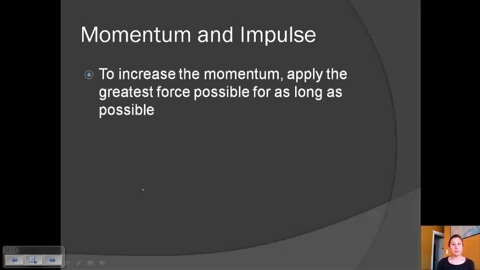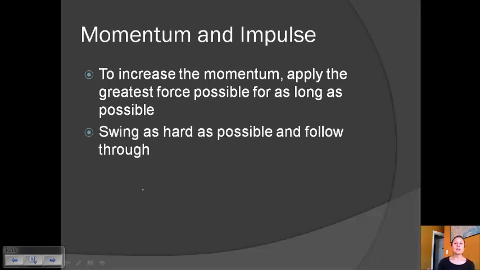So to increase momentum, we need to apply the greatest force for as long as possible, F and delta t. And so this is why if you play any sort of sport like baseball or even soccer, they would have you swing the bat as hard as possible and follow through. So you're applying the greatest amount of force for the longest period of time. Same thing with soccer. When you kick the ball, you don't just kick it and then stop your leg. You follow all the way through.